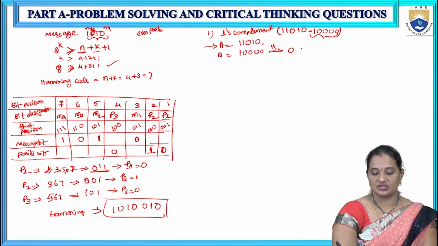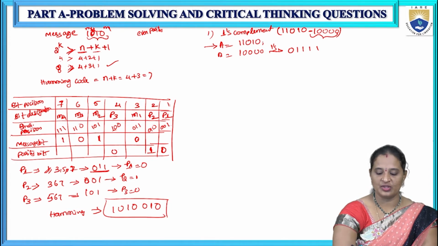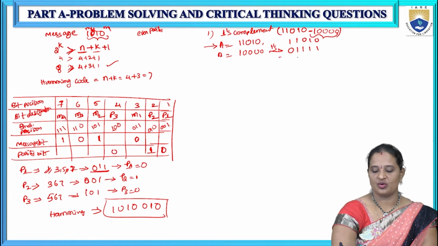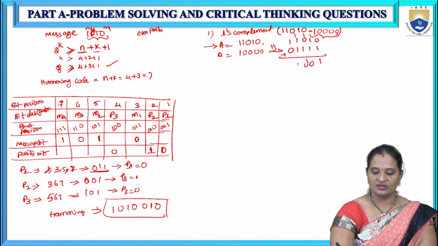Changing ones to zeros and zeros to ones, we get 0111. After getting the 1's complement, just add it to A, that is 11010. Now perform the addition. 1 plus 1 is 0 with a carry 1, and so on, with a carry 1 each time.